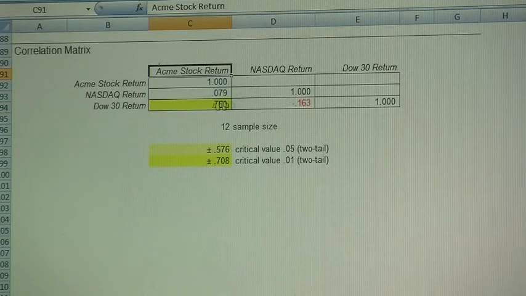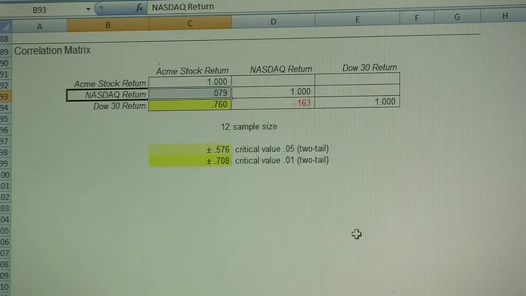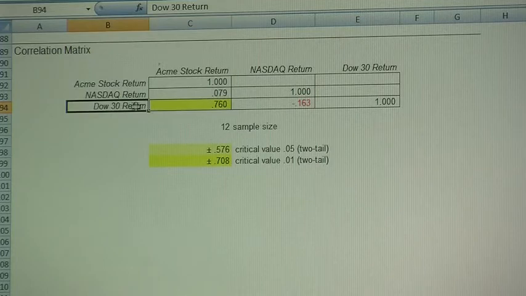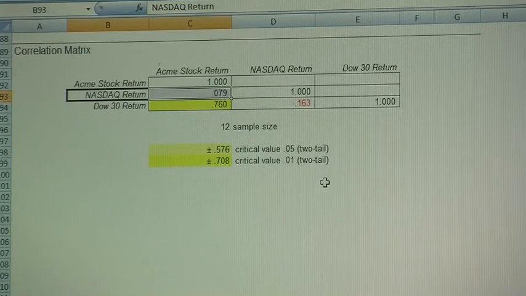So we see here that Acme and the NASDAQ return really aren't correlated with one another. The observed correlation is about 0.08. Whereas with the Dow 30, Acme is correlated at 0.76, quite a high correlation. So if we're working with a portfolio of primarily Dow stocks, Acme doesn't help us in terms of the diversification of our portfolio. But if we're working with a portfolio of NASDAQ stocks, then adding Acme to our portfolio can actually help us from the standpoint of increasing the diversification of our portfolio because it's not correlated with the NASDAQ stocks.